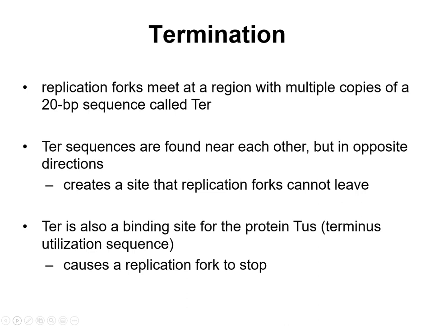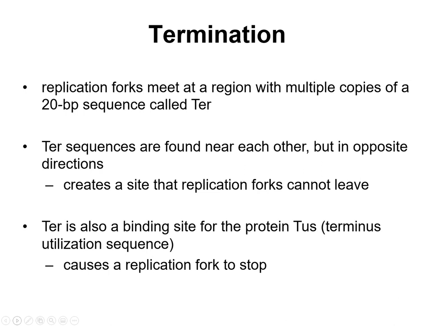Now that we've done all the elongation, we need to terminate. Replication forks meet at a region with multiple copies of a 20 base pair sequence called the TER sequence. And TER sequences are found near each other but in opposite directions. So this creates a site that the replication forks can't leave. So once the replication fork reaches there, that is the land of no return.